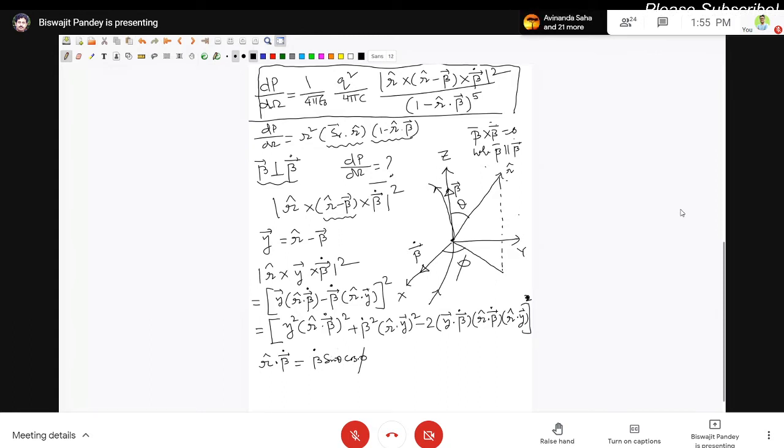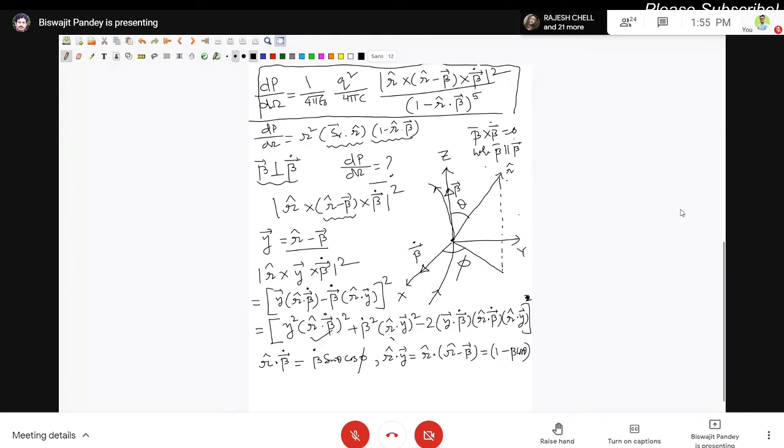What will be y cap? What else is there? r cap dot y. What will this be? This is simple. R cap dot y, because we know what y is. Y is r cap minus beta. So r cap dot r cap is 1, and then minus r cap dot beta. What is the angle between r cap and beta? Theta. So that will be simply beta cos theta. So 1 minus beta cos of theta. So this term is okay, done.